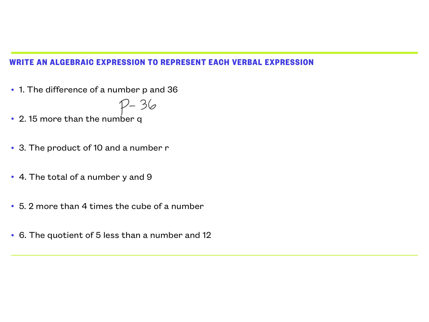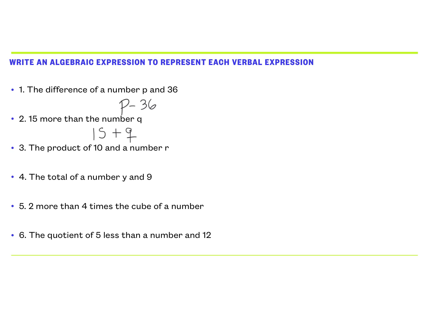For number 2, it says 15 more than a number q. Because it's more than, it means it's addition, so we would just write 15 plus q. Now, in addition, the order doesn't really matter. In subtraction, it does matter because that will change the sign of the second number. So keep in mind, for addition, you could have put q plus 15 or 15 plus q and it would still be correct.